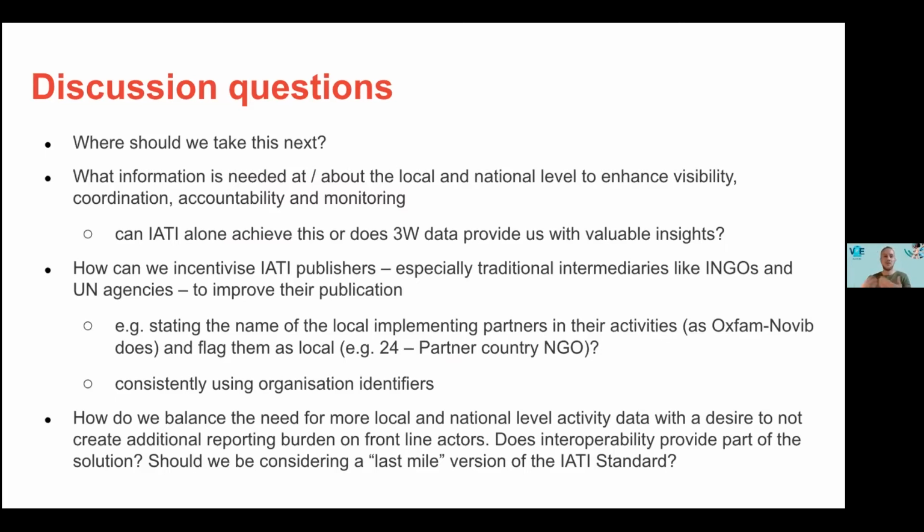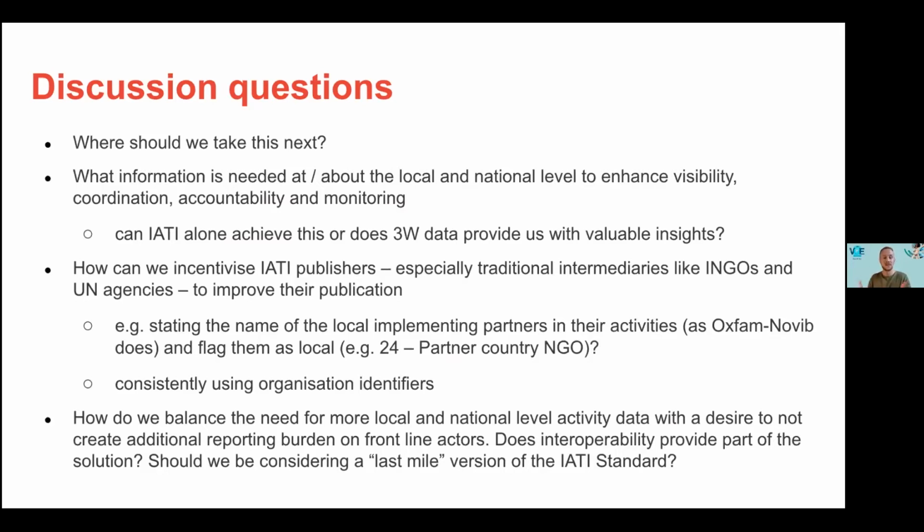But there's a lot of other open questions also, I think, with this prompt. So, what information is needed at the local national level to enhance visibility, coordination, accountability, and monitoring of local actors? And, can IATI alone achieve this? Or does 3W provide us with valuable insights? And if that's the case, then how do we make that process and those linkages and interoperability between those data sets work consistently in future and in other places, not only in Somalia?